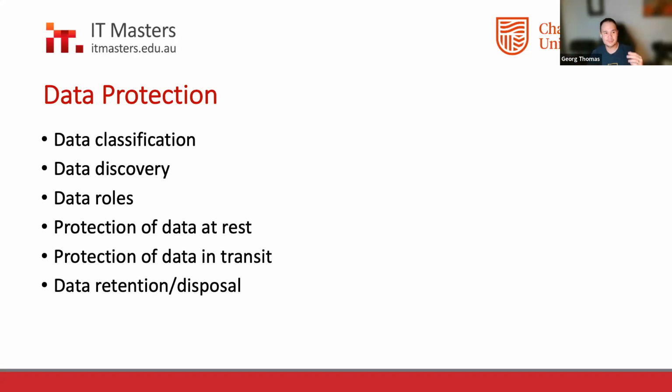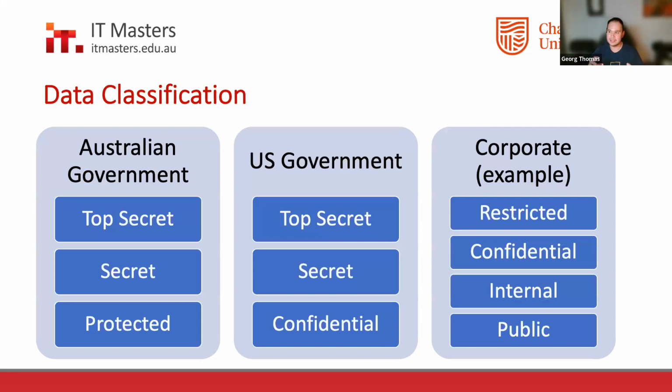So the first piece is classification. I'm going to step through each of these individually. What is data classification? Data classification is effectively putting an attribute to a piece of information based on its sensitivity. I've used three examples here. The Australian government and the US government have classification schemes, and I think every organization needs to adopt some level of classification scheme. It doesn't need to be super complicated.